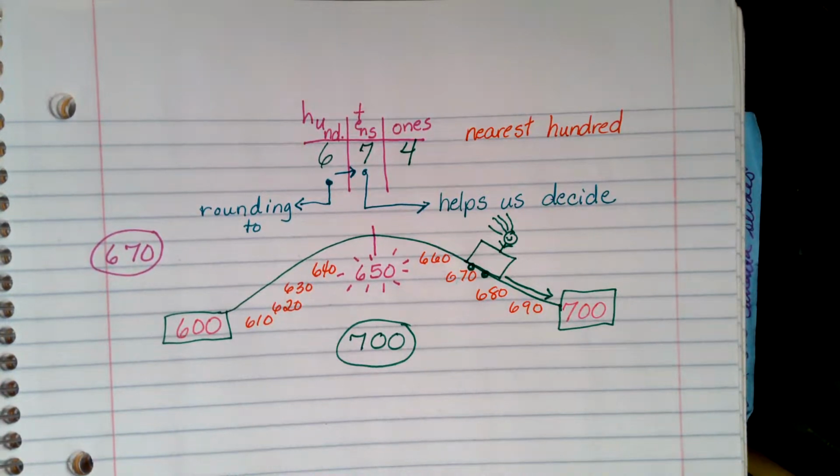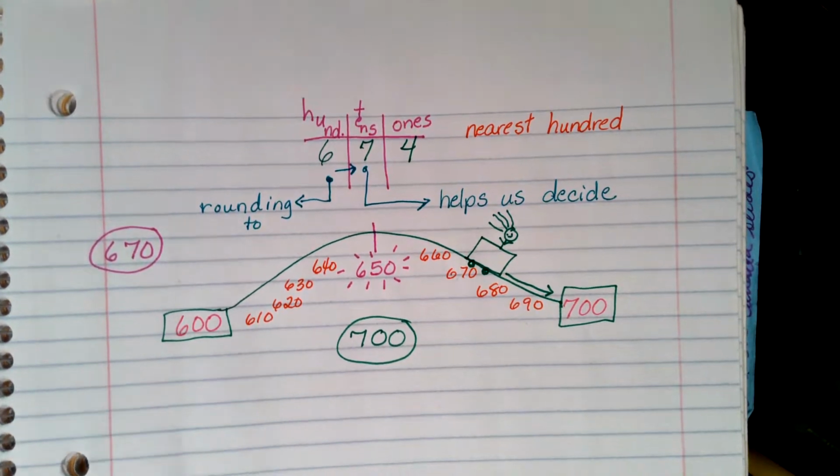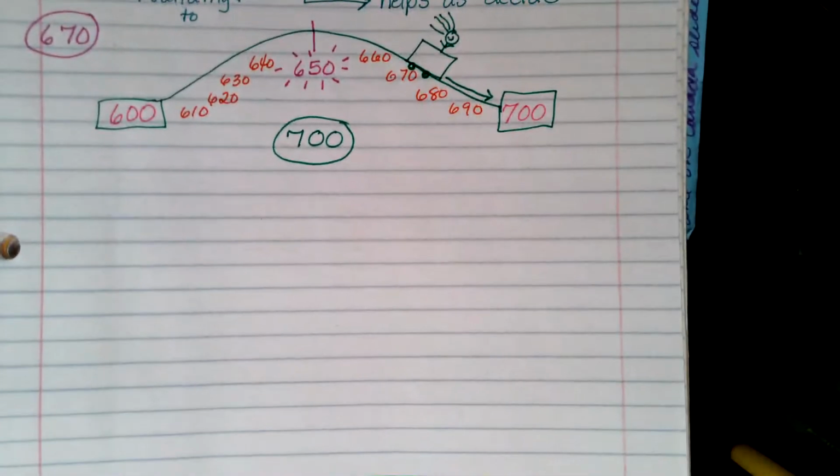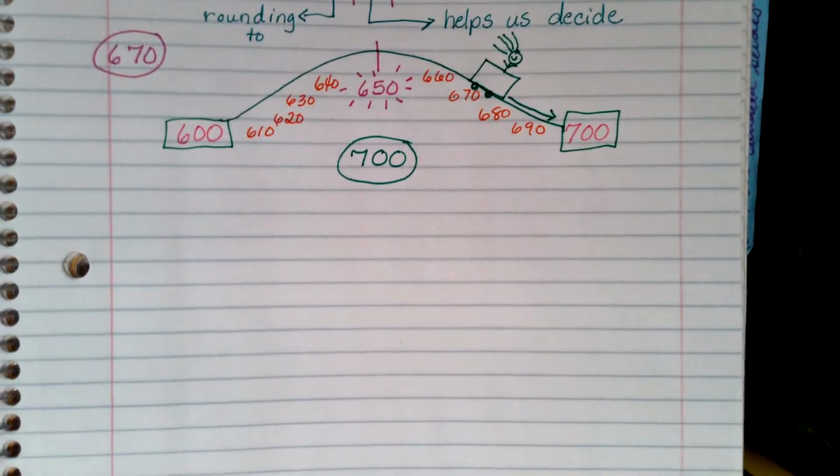So far, so good, hopefully. All right, stay tuned. Are you ready for part 2? Let's use the same number, 674. Now we've already rounded it to the nearest hundreds.